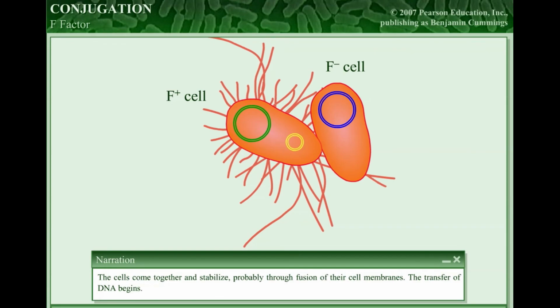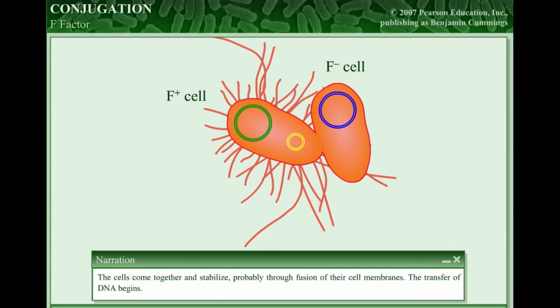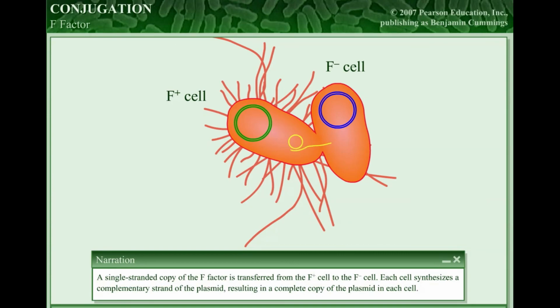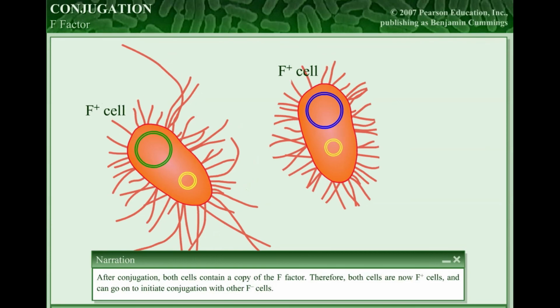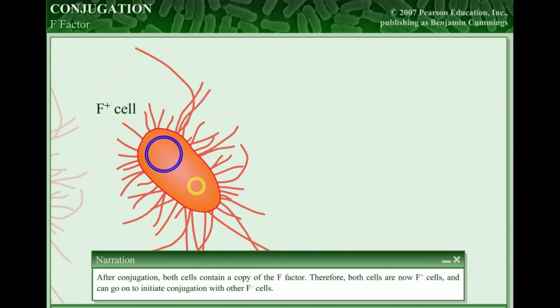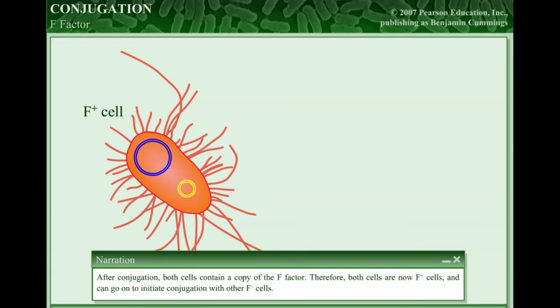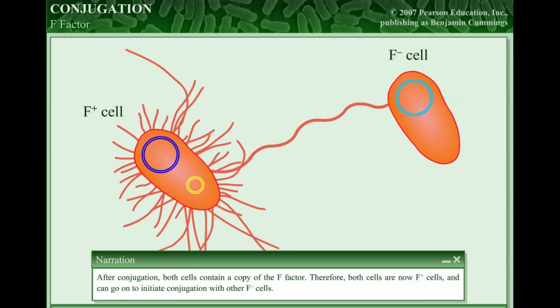The cells come together and stabilize, probably through fusion of their cell membranes. The transfer of DNA begins. A single-stranded copy of the F factor is transferred from the F plus cell to the F minus cell. Each cell synthesizes a complementary strand of the plasmid, resulting in a complete copy of the plasmid in each cell. After conjugation, both cells contain a copy of the F factor. Therefore, both cells are now F plus cells and can go on to initiate conjugation with other F minus cells.